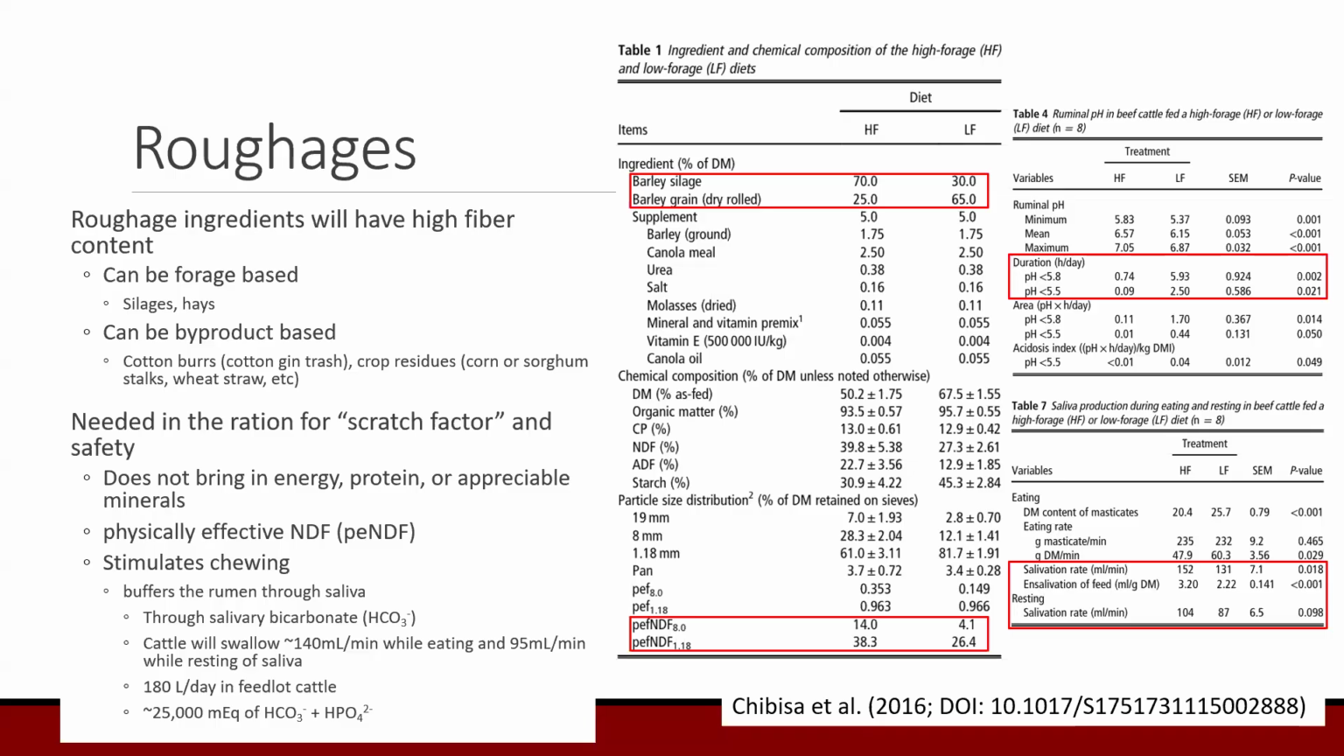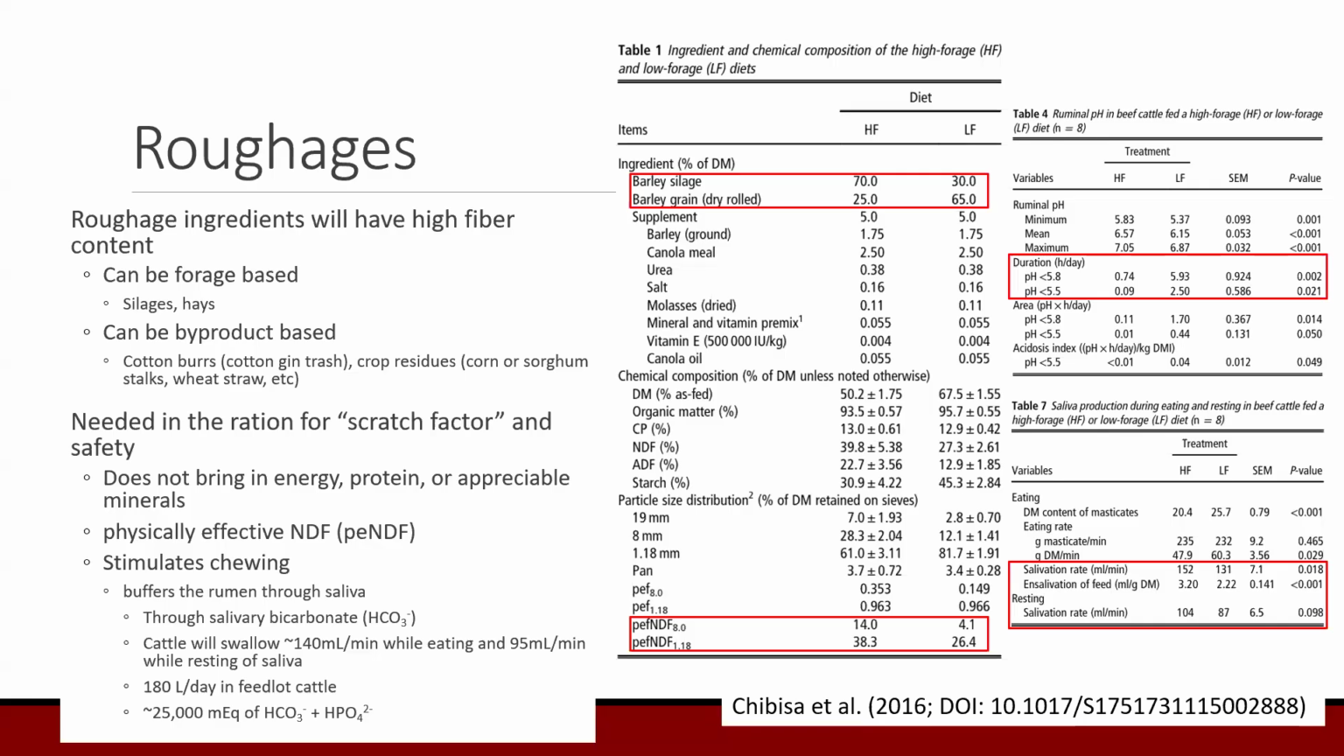Roughage ingredients will have high fiber content. Surprise? No? Okay. They can be forage based, so silages, hays. They can also be byproduct based, like corn or cotton burrs, which is like the rebrand of the century. Whenever I was in college, they called that cotton gin trash, but Cotton Inc. rebranded that to cotton burrs because it sounds better.